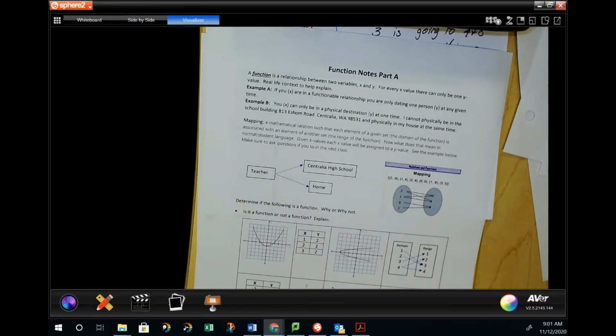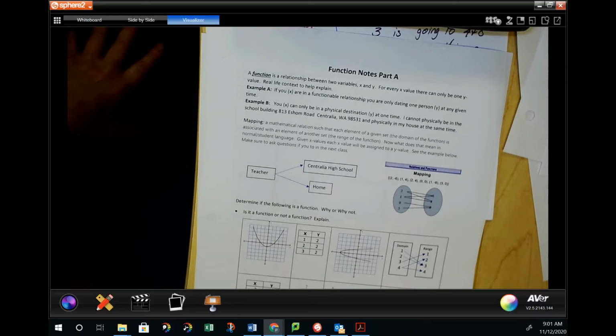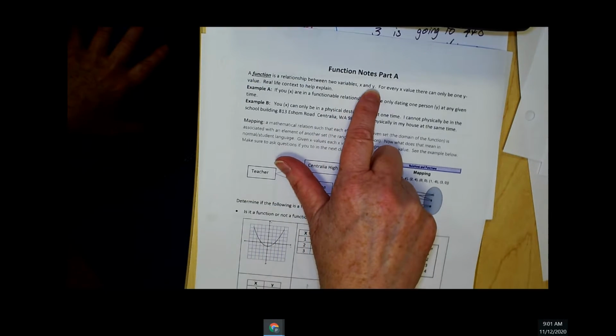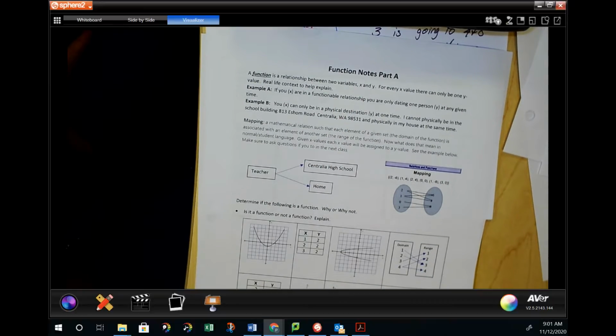Okay, so these are notes on functions. And what is a function? A function is a relationship between x and y. For every x, there's only one y value.